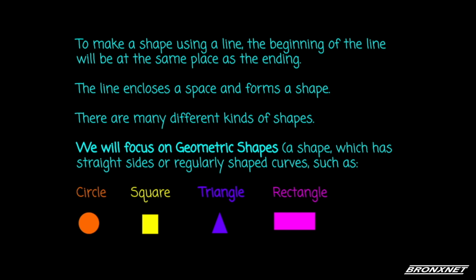There are many different kinds of shapes. We will focus on geometric shapes, a shape which has straight sides or regularly shaped curves, such as the circle, square, triangle, and rectangle.